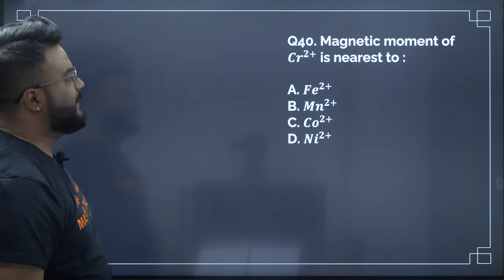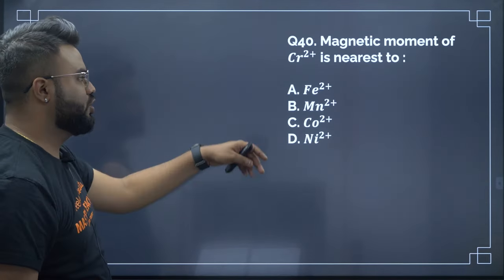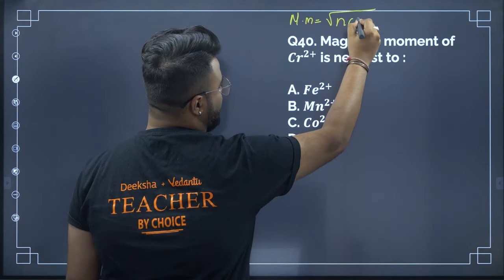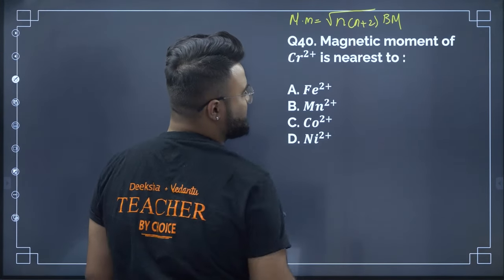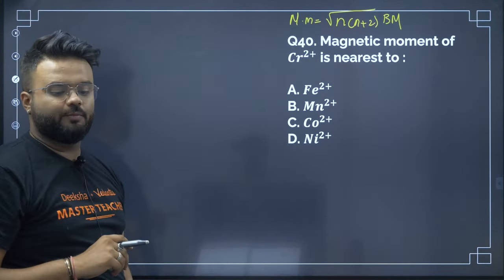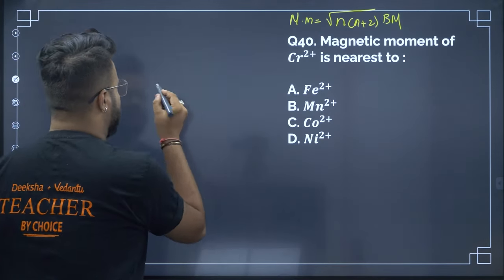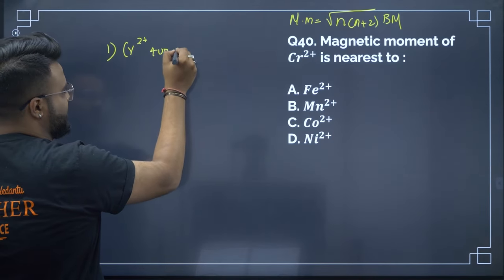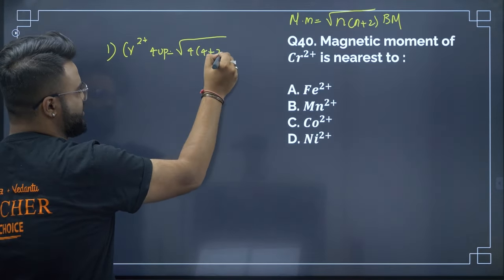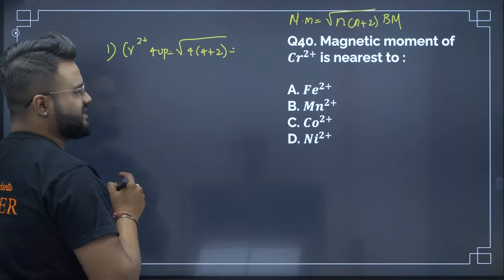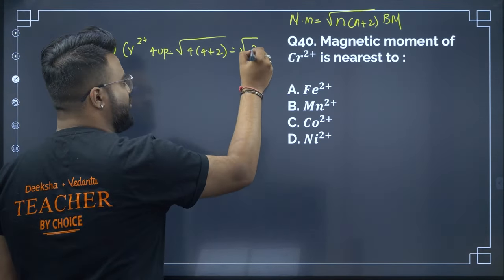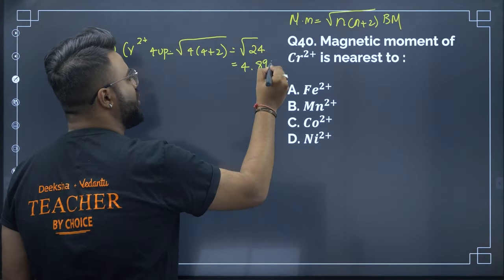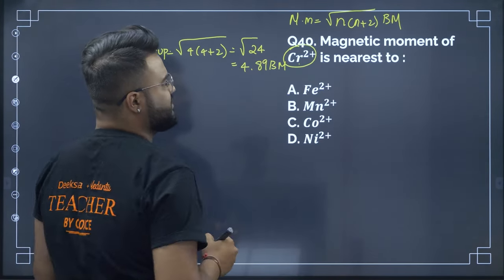Okay. Now, the magnetic moment of chromium is nearest to. So, what is the magnetic moment formula? That is square root of n(n+2) into Bohr's magneton. That is the unit. Now, for chromium, how many unpaired electrons are there? For Cr2+, 4 unpaired electrons are there. Therefore, the square root will be 4 into 4+2. That is 4+2 is 6, 6 fours are 24. Square root of 24 will be 4.89 Bohr's magneton. This is your chromium's magnetic moment.